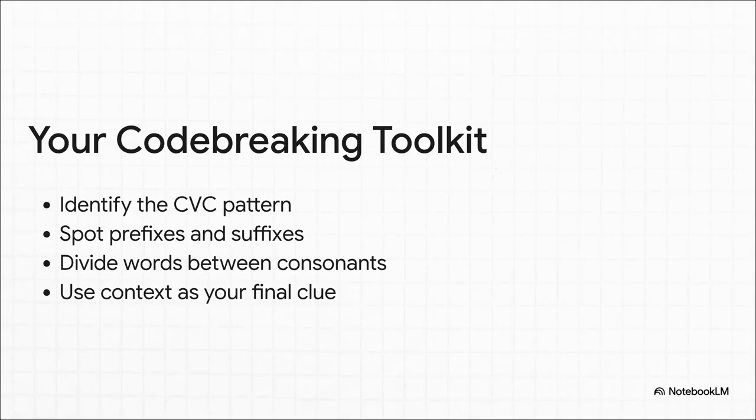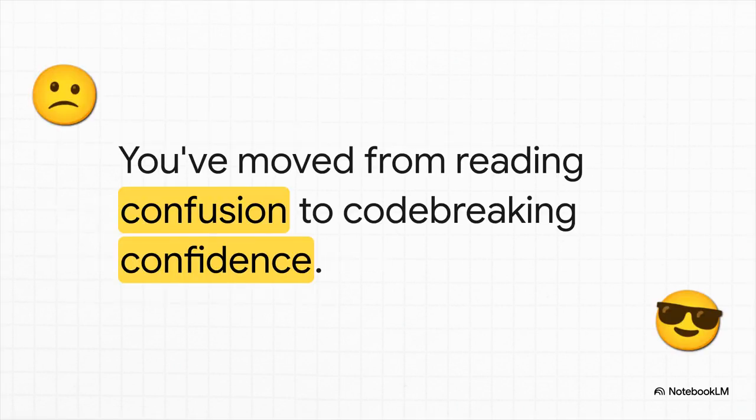So let's do a quick recap of your new code-breaking toolkit. First, you can spot that fundamental CVC pattern. Second, you can find those easy chunks, the prefixes and suffixes. You know that awesome trick for dividing the rest of the word right between the consonants. And finally, you know how to use the context of the sentence as your ultimate clue to make sure it all makes sense. You know, what we've really done today is make a huge shift. We've gone from that feeling of confusion, just staring at a big wall of letters, to a feeling of confidence. The confidence that comes from knowing, hey, I've got a strategy for this.